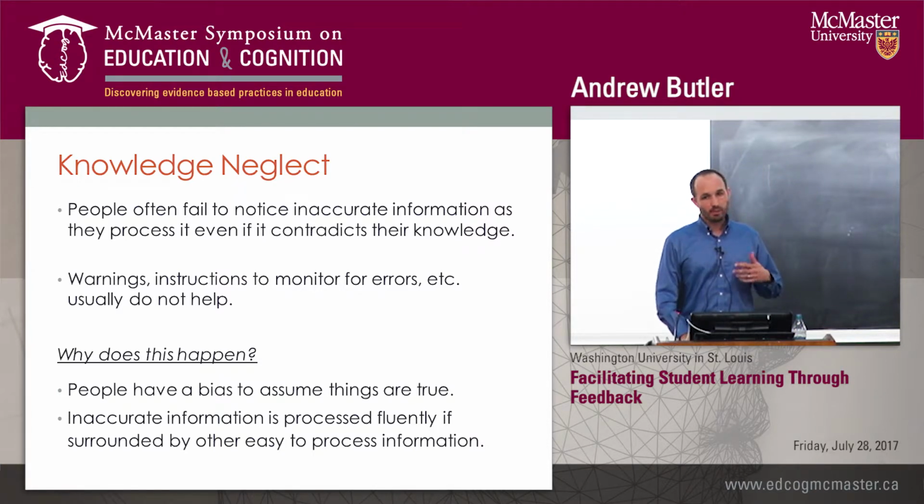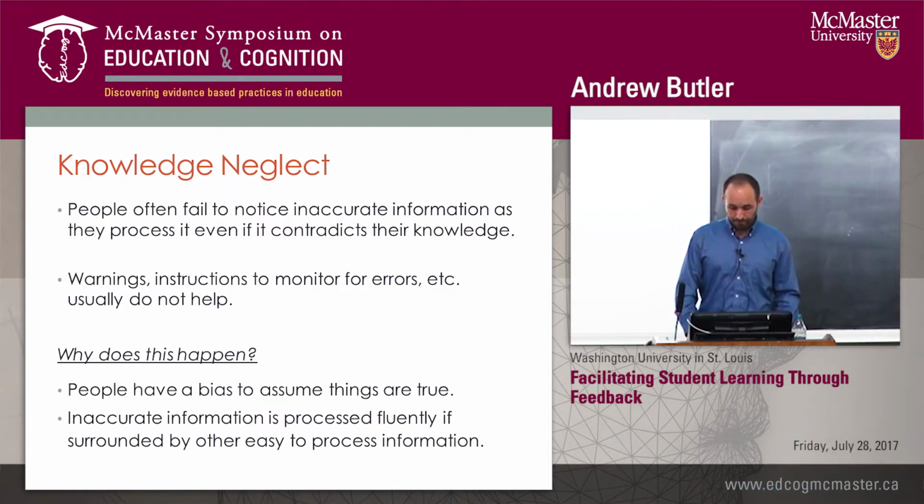When we think about why this happens, there are probably a lot of reasons why knowledge neglect occurs. For one, people have a bias to assume that things are true, right? A lot of what we encounter in the world is true, right? So we're kind of biased to assume truth. But also, we fluently process information even if it is inaccurate, if it's surrounded by other accurate information, right? We kind of gloss over it.